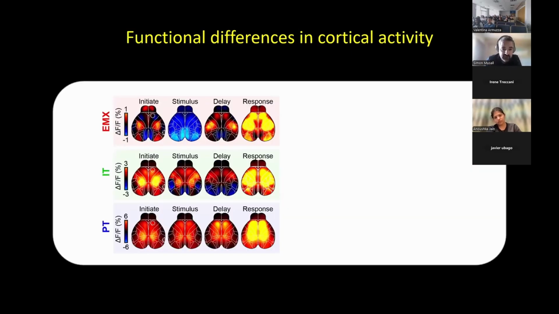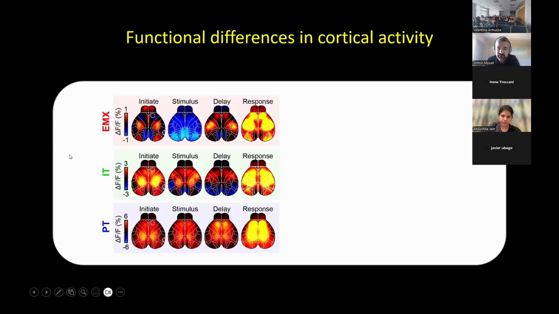Okay, cool. One thing we can do now is look at the cortical activity during different moments in the trial, right? I told you earlier that the behavioral paradigm has these different stages in the trial. So we can look at the average activity in the wide field, for example, when the animal initiates a stimulus, or during the stimulus period itself, or in the subsequent delay period, or here in the response period. And one thing you can see from these maps is that in the different mouse lines, we do get different activity patterns.